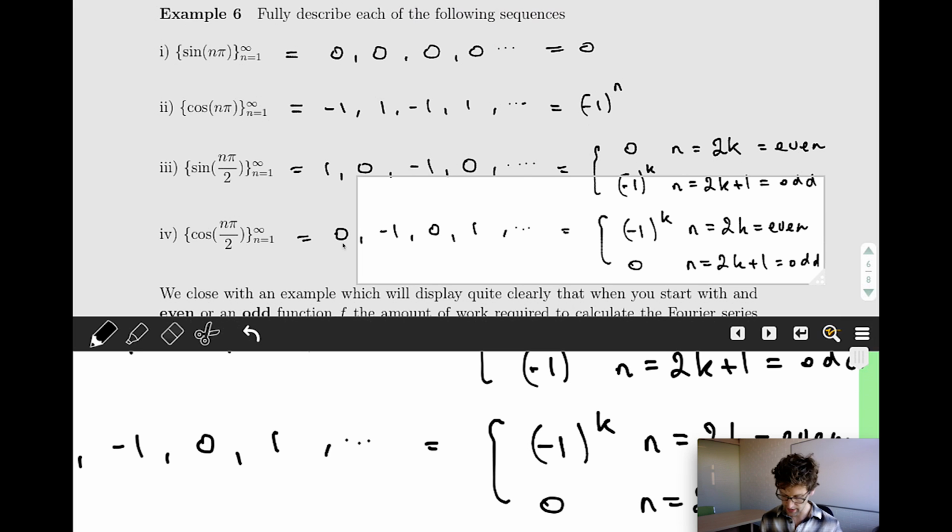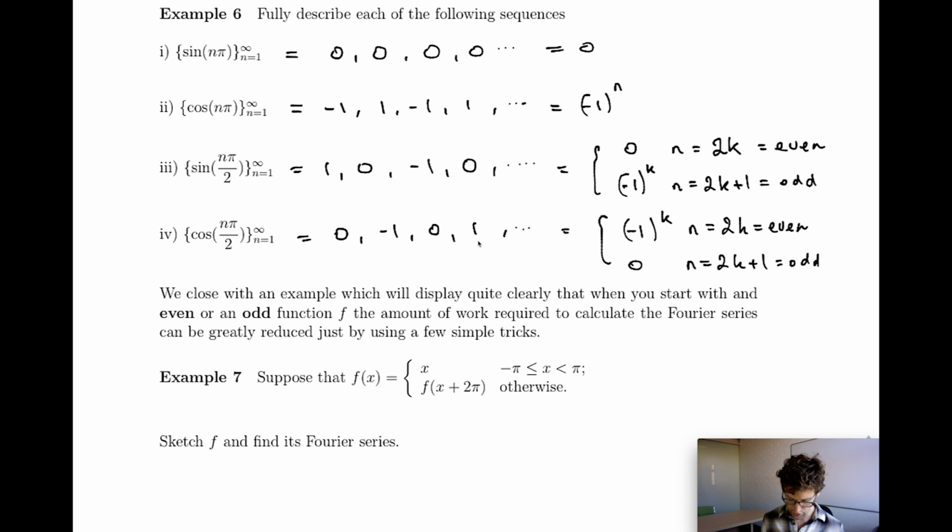Again, let's just check that. When k is equal to 1, I have n equal to 2, so that corresponds to minus 1 to the 1, which is minus 1. When k is equal to 2, I'd have minus 1 squared, which is 1, and that corresponds to n equal to 2 times 2, which is 4, and that's 1. So these are useful ways of describing sequences in terms of their even and odd coefficients or terms in the sequence.